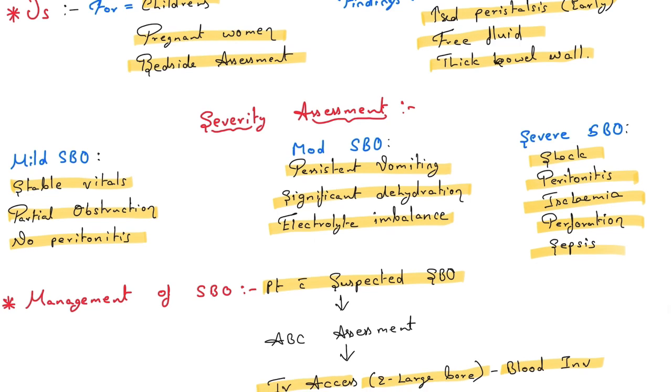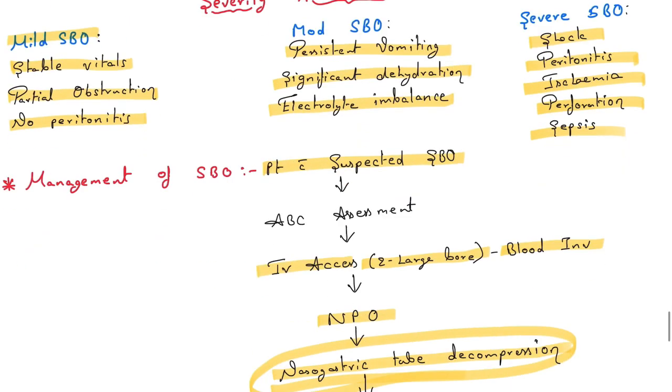Now severity assessment of small bowel obstruction. We can divide it into three different classes: mild, moderate and severe. In mild small bowel obstruction we can see stable vitals, partial obstruction and no peritonitis. Moderate small bowel obstruction has persistent vomiting, significant dehydration and electrolyte imbalance. Severe small bowel obstruction has shock, peritonitis, ischemia, perforation and sepsis.